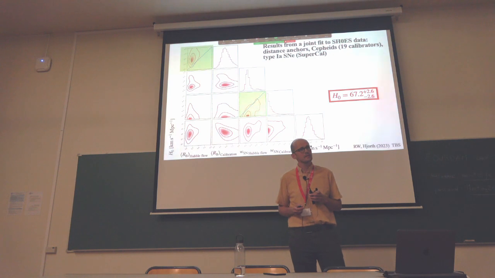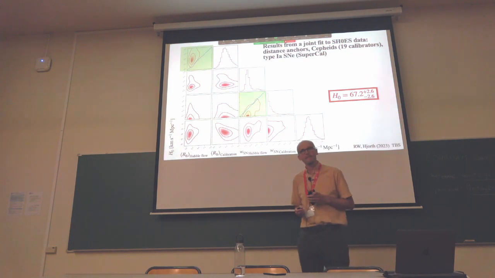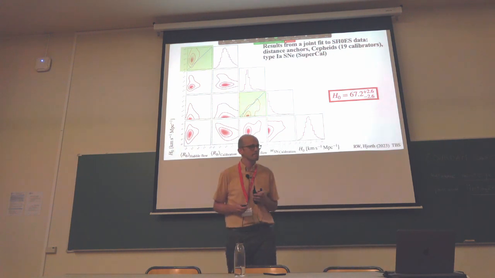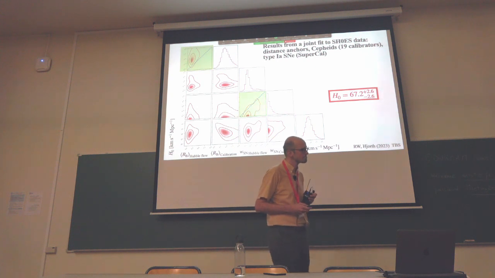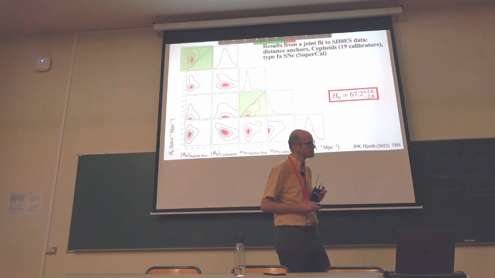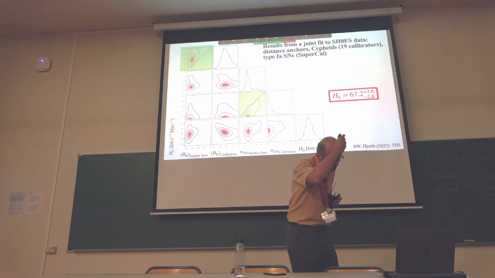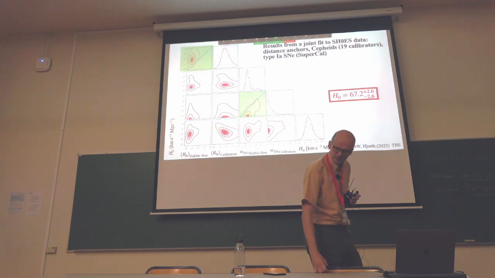This could drive the difference. In your likelihood, my question is, at least in your paper from last year, you have the Planck H-naught in the likelihood. So is that in this likelihood? Could you repeat? What is included in the likelihood?